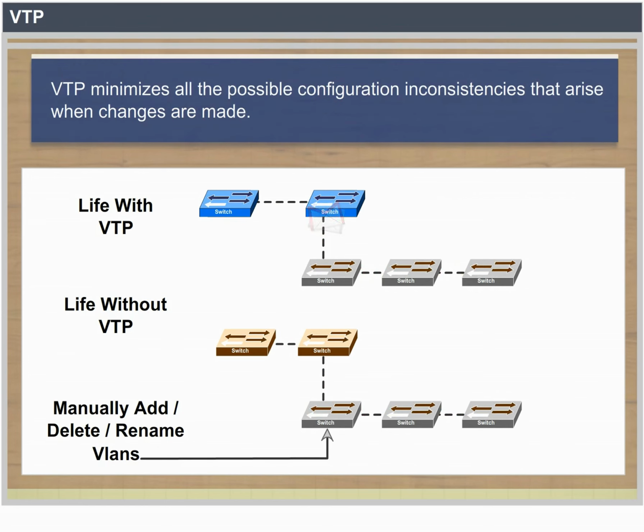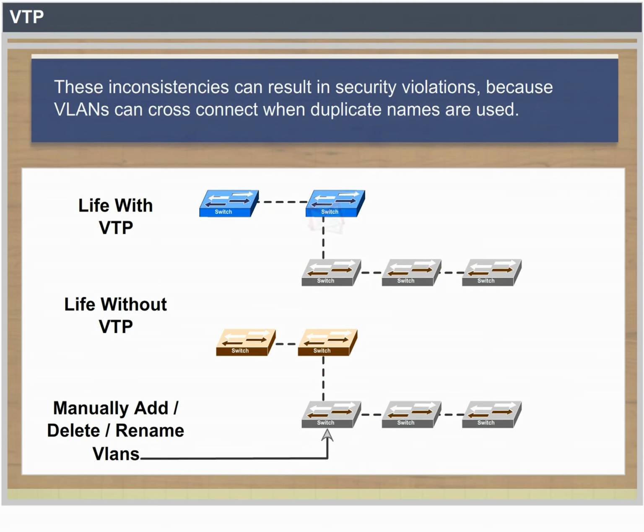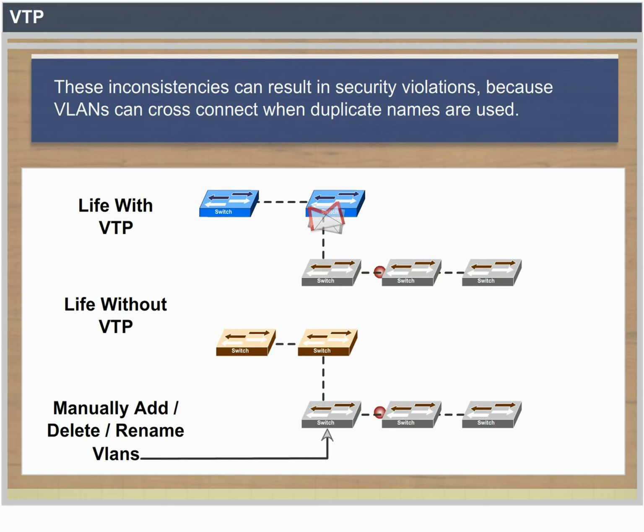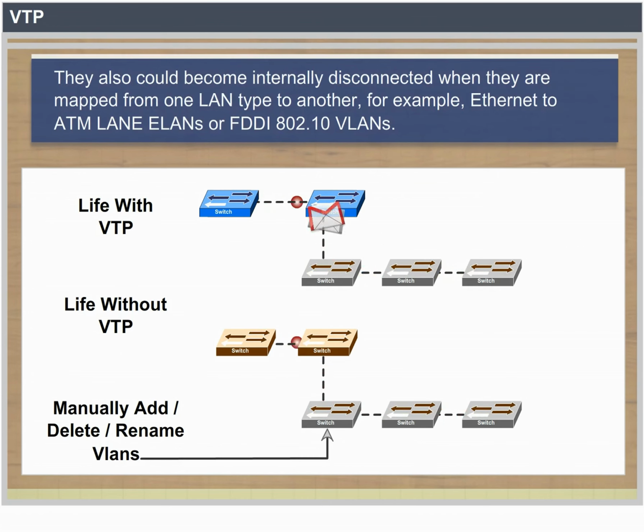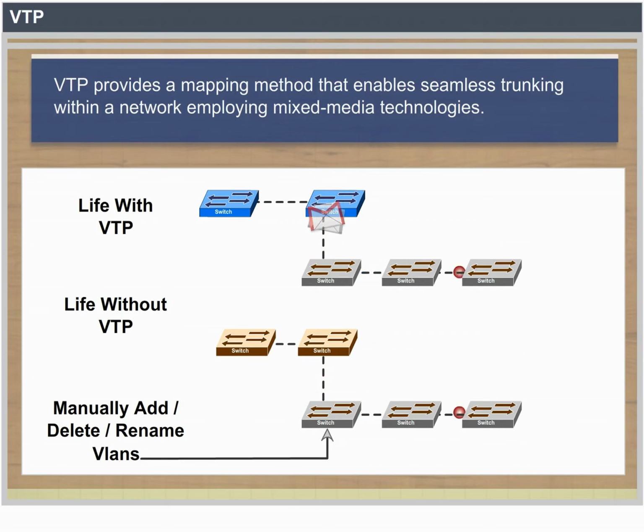These inconsistencies can result in security violations because VLANs can cross-connect when duplicate names are used. They also could become internally disconnected when they are mapped from one LAN type to another, for example, Ethernet to ATM LANE ELANs or FDDI 802.10 VLANs. VTP provides a mapping scheme that enables seamless trunking within a network employing mixed media technologies.